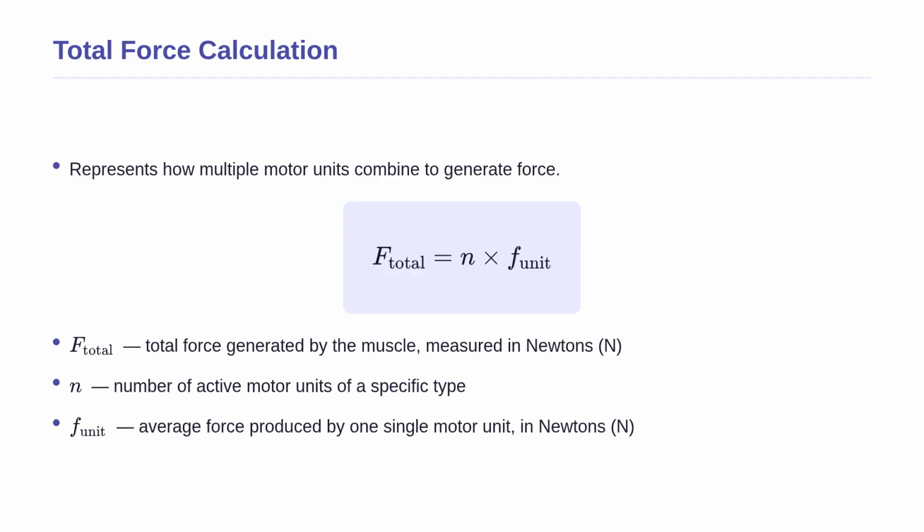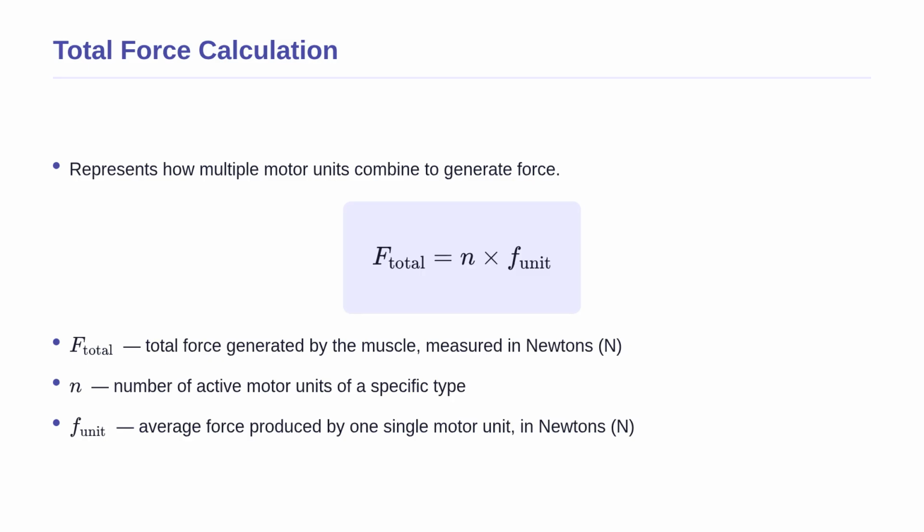Having seen how we measure precision, we can also mathematically represent how multiple motor units combine to generate the total force of a muscle contraction. Conceptually, we do this by simply summing the force of the active units. The formula is F total equals N times F unit.